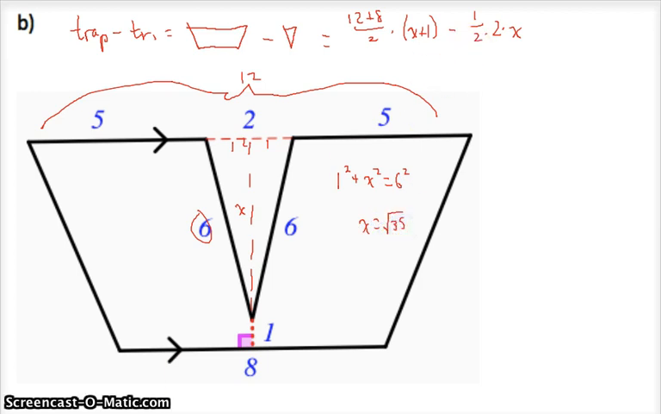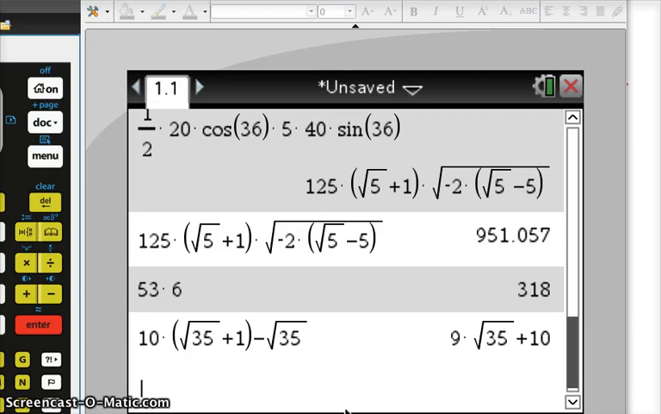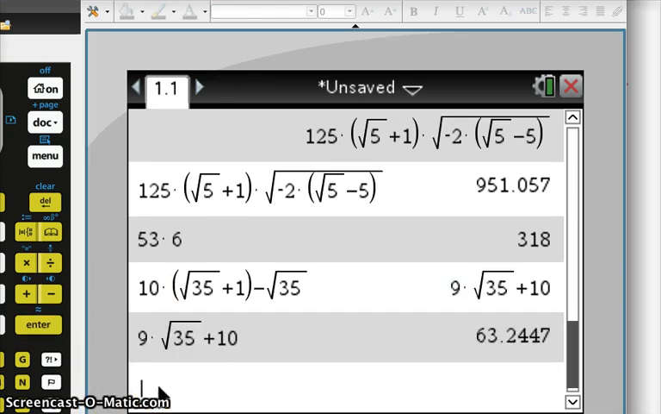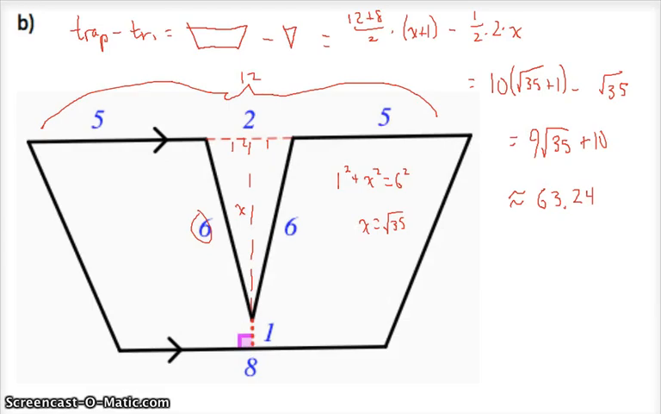Let me fill that in the formula. I simplified the (12 plus 8) divided by 2, that's 10, and then the half times 2 cancels. If I type that in the calculator, the exact answer is the square root of 35 times 9 plus 10, or approximately that. So you can write it either way.